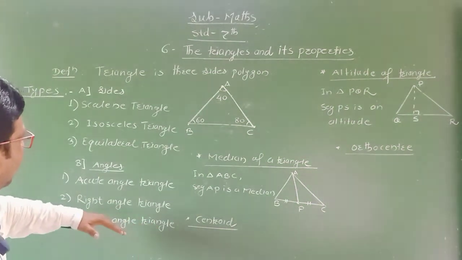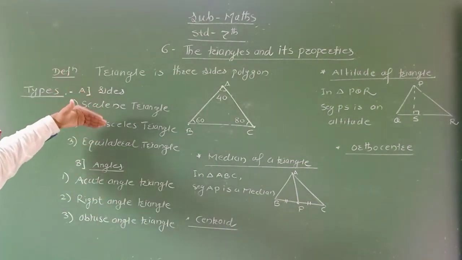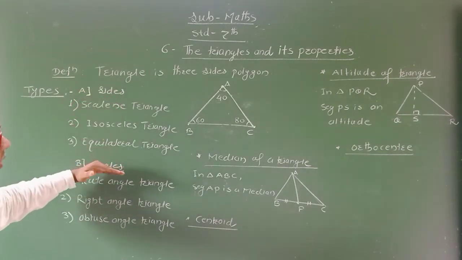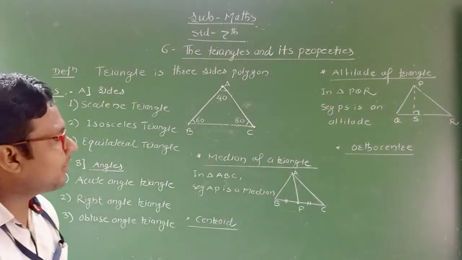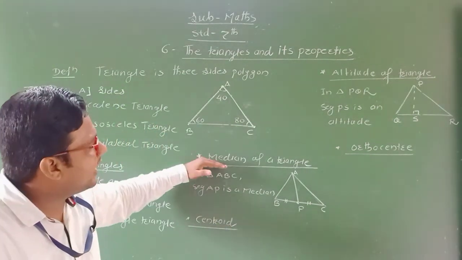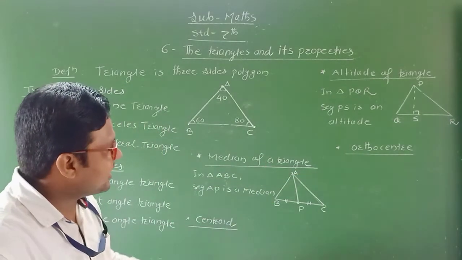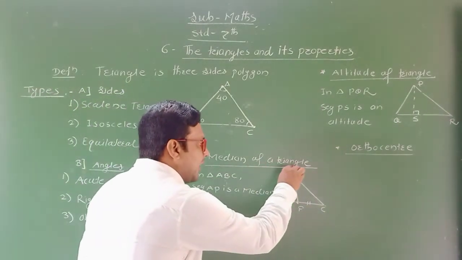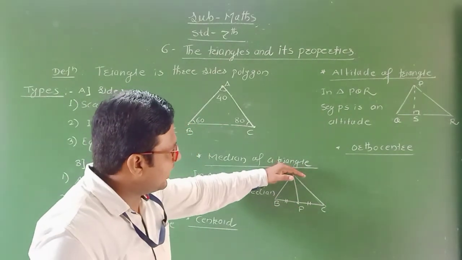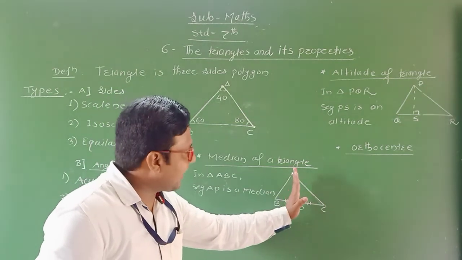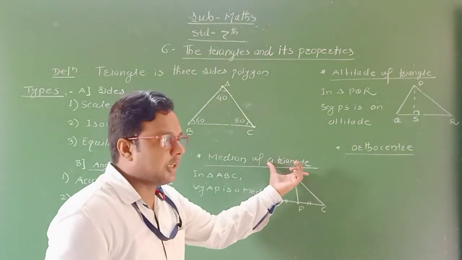Now see, I hope you understand all these types according to sides of the triangle, according to the angles of the triangle. Now see the next concept of the triangle, that is the median of the triangle. Now what is the median of the triangle? The line segment joining any vertex of the triangle to its midpoint of the opposite side, then that line segment is called the median of the triangle.